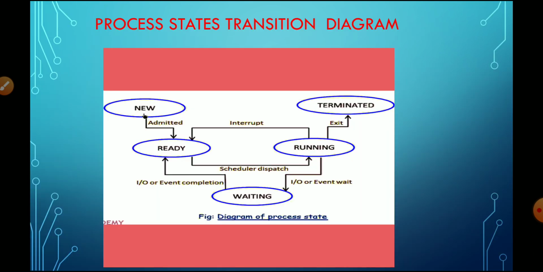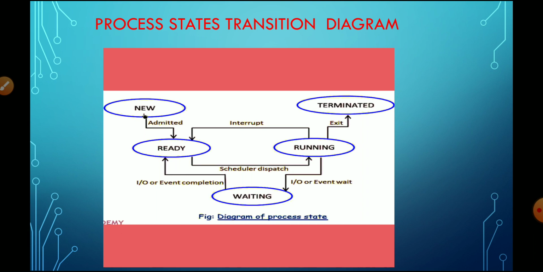Next, the process state transition diagram. Here we have a diagram which shows process states and transitions. We see that the process gets created in the new state, then it comes to the ready state where it is ready to begin its execution. Once it is ready it can go to the running state, and in the running state if an interrupt occurs, it comes back to the ready state, the interrupt is handled, and it goes back to the running state again.